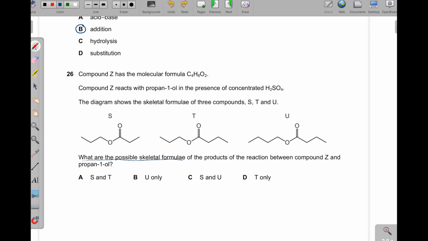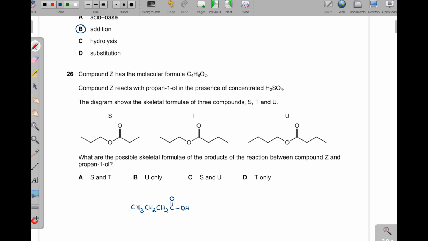What are the possible skeletal formulae of the products of the reaction between the compound Z, which is a carboxylic acid, and propan-1-ol? Now, if I have Z, which is this one, we have said that one is a what? Carboxylic acid, butanoic acid. So we shall have CH3, CH2, CH2, C, then OOH.